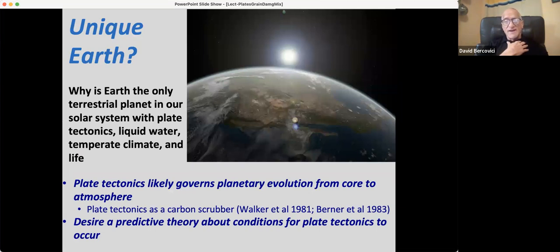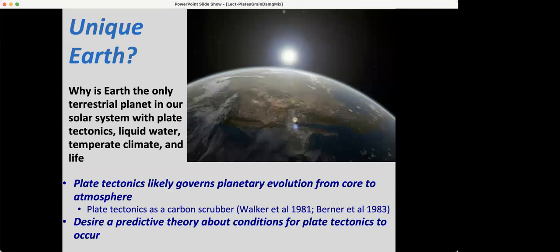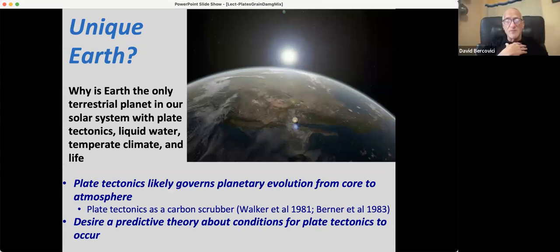But in addition to that, plate tectonics is important for explaining why our planet seems to be unique. It's one of those particular ingredients for saying why there is liquid water, why there's life on our planet, why there's a temperate climate. And it's been hypothesized and tested for over 40 years now.